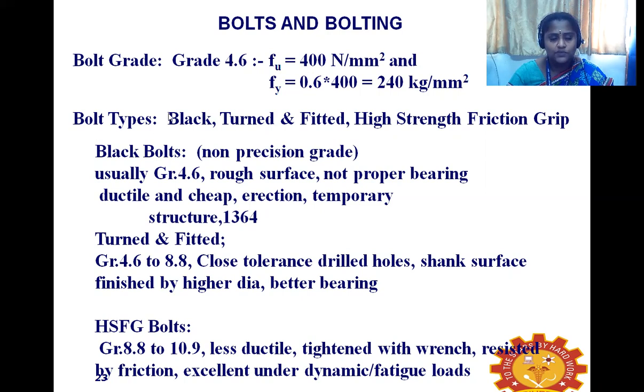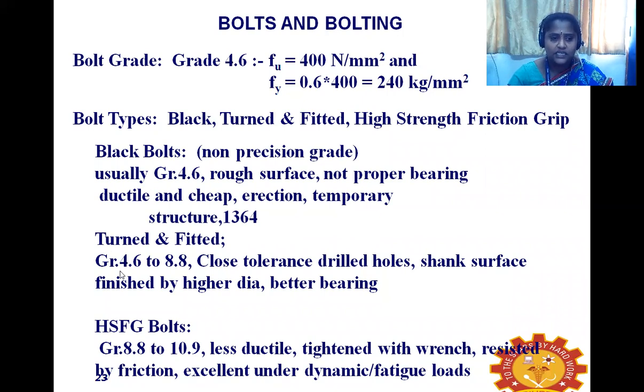And what are the types of bolts we have? That is black, turned and fitted, and high strength friction grip bolts. These are all the basic types of bolts available. So first, black bolts. Non-precision grade. There is no particular grade for black bolts. Usually it will have a grade of 4.6 and the surface will be very rough, with no proper bearing. Ductile and cheap, it can be used for erection and temporary structures.